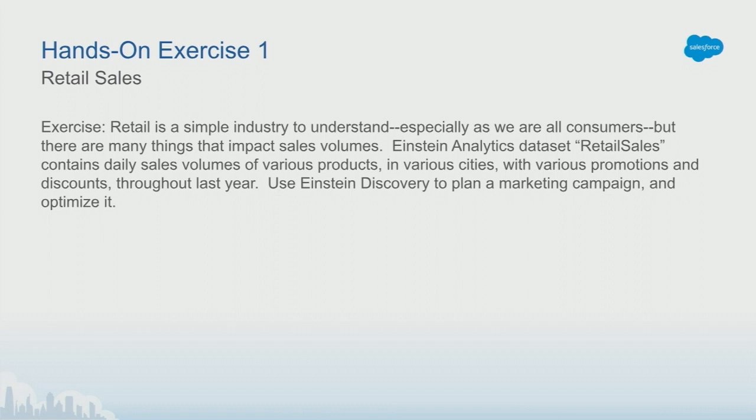In Einstein Analytics, we have a data set called Retail Sales, which contains the daily sales volume of various products in various cities with various promotions and discounts throughout last year. We're going to use Einstein Discovery to plan a marketing campaign and optimize it.